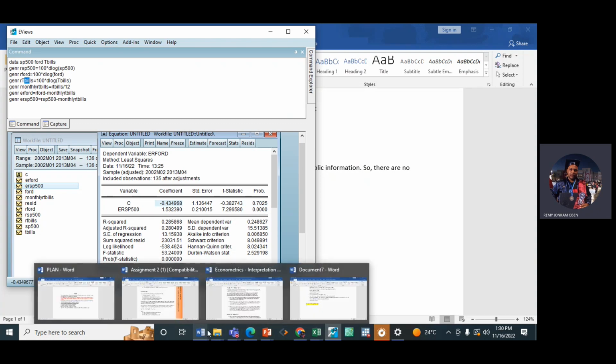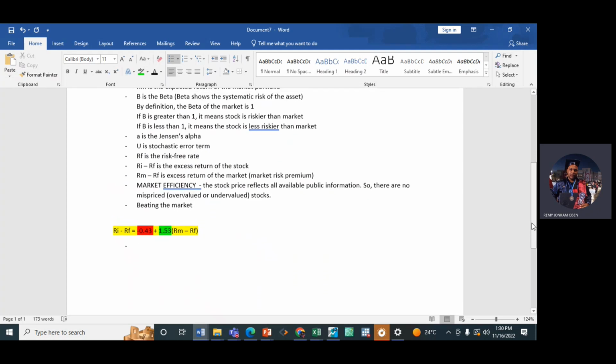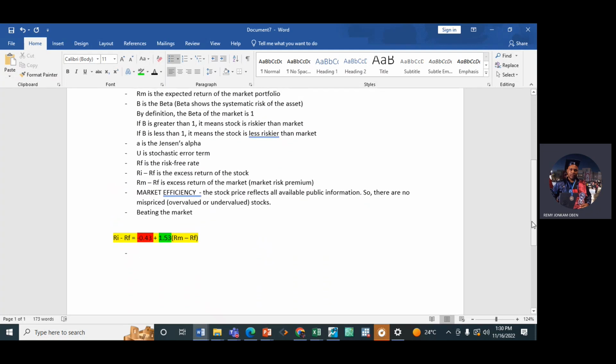So what does that tell us? It tells us that this constant, Jensen's alpha, is insignificant, right? While this beta coefficient is significant, right? So what does it mean? Okay, before doing the interpretation, what did I tell you?